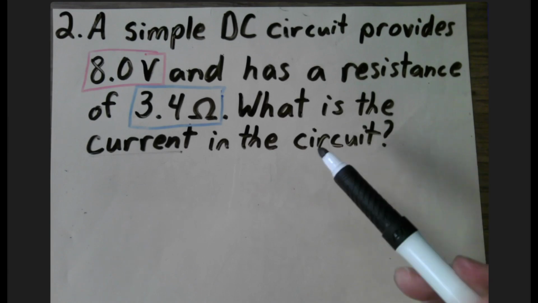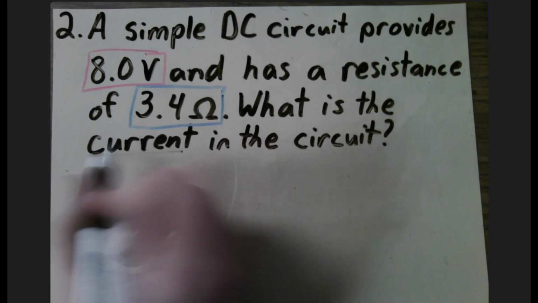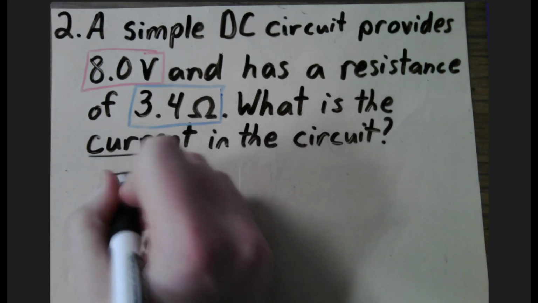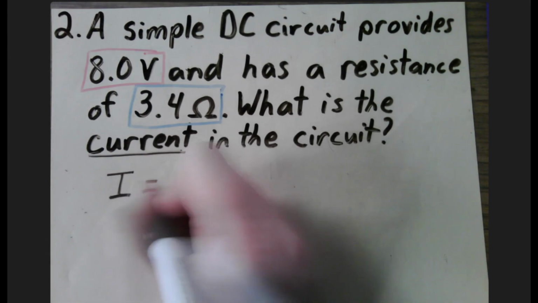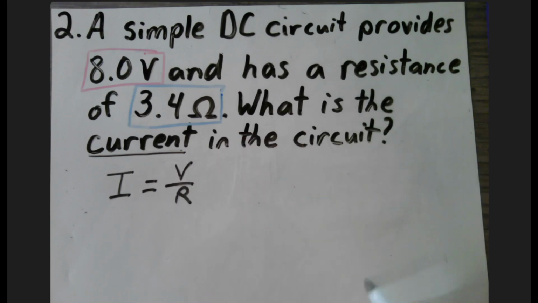A simple DC circuit provides 8.0 volts and has a resistance of 3.4 ohms. What is the current in the circuit? Well, again, we're looking for current. So we're going to use this formula. I, or current, is equal to voltage over resistance.